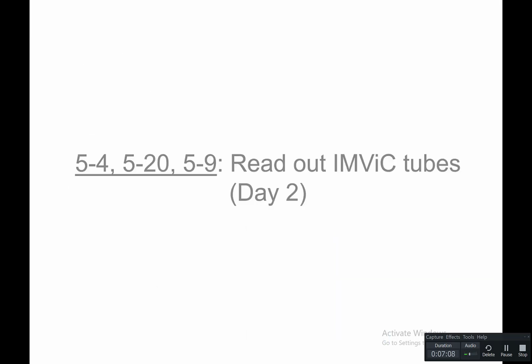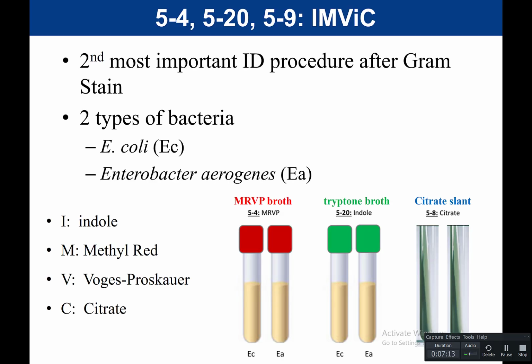So now let's look at the readout. You should know that the MVIC is the second most important ID procedure after the gram stain. So again, this plays a very important role in identifying which bacteria is present. You should know what each of the letters in MVIC stands for: the I stands for indole, the M stands for methyl red, the V stands for Voges-Proskauer, and the C stands for citrate. Again, you should know the name of the media. Those will be used on your biochemical sheet.